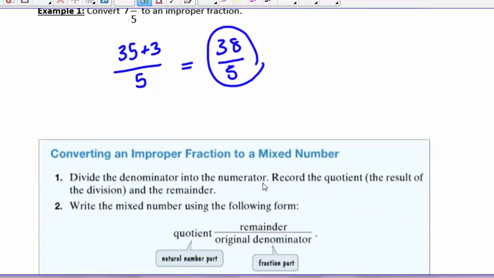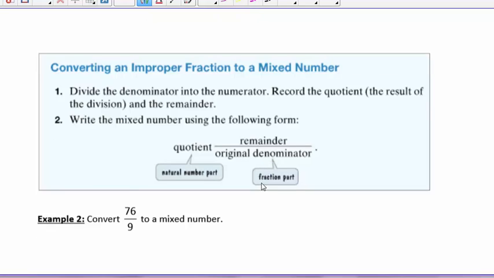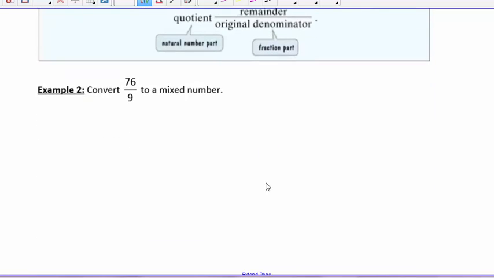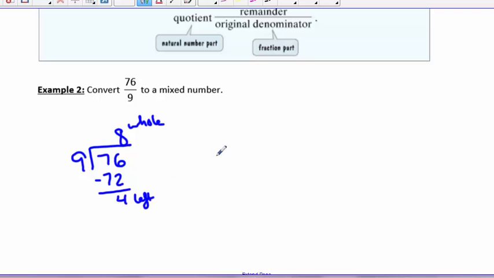Okay, when I want to convert an improper fraction to a mixed number, we're going to use long division. We're going to divide the denominator into the numerator, 9 into 76. 9 goes into 76 8 times. 8 times 9 is 72. So if you subtract, you have a remainder of 4. It goes in 8 whole times with 4 left over. So this is going to be the mixed number 8 and 4/9.